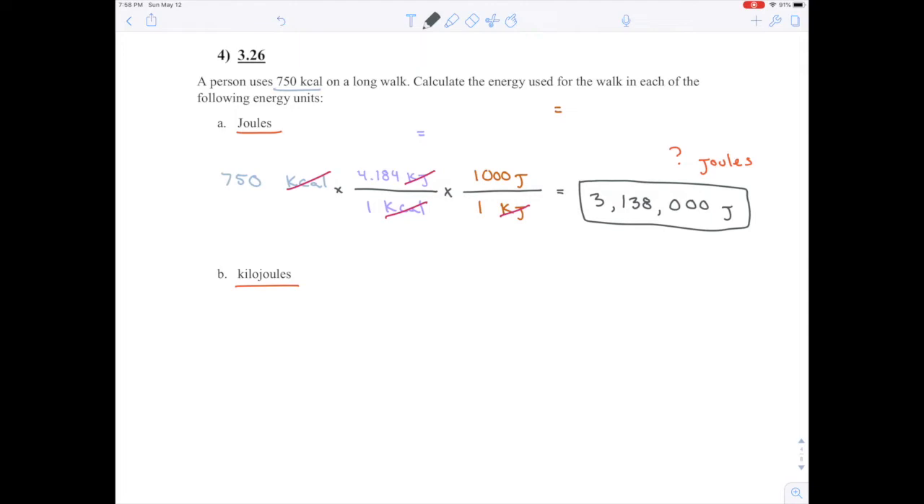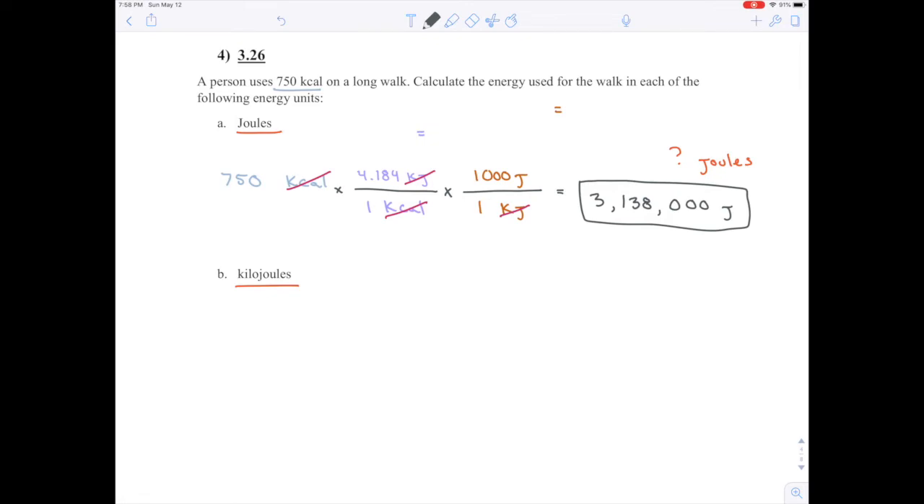A kilocalorie is actually what's listed on nutrition facts. When they list calories in food, it's actually kilocalories. And so in 750 kilocalories, there are 3,138,000 joules. A joule is about the amount of energy it takes to lift a hamburger from the table to your mouth. So that's A.